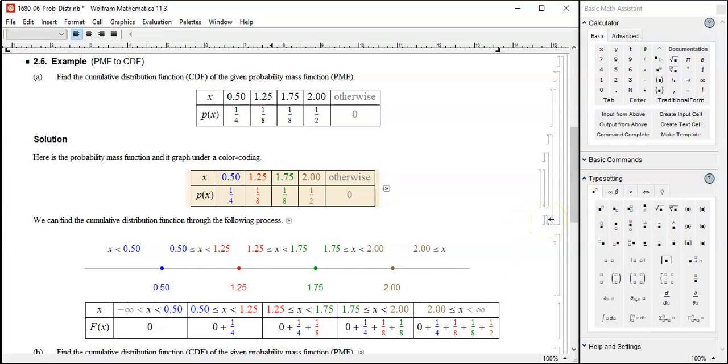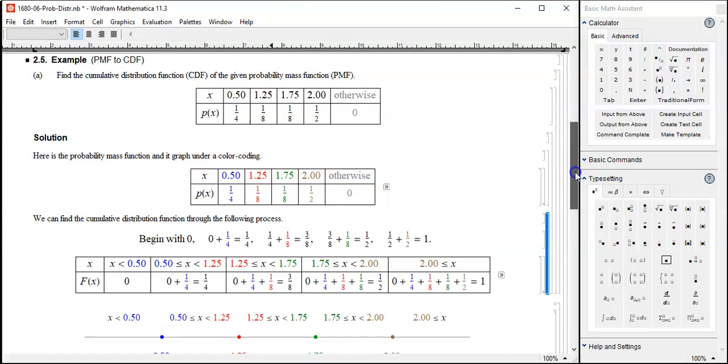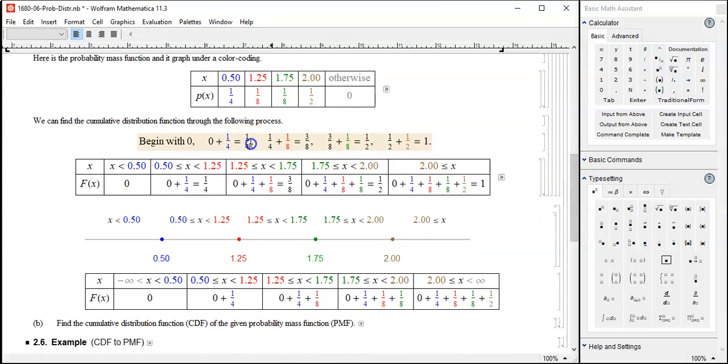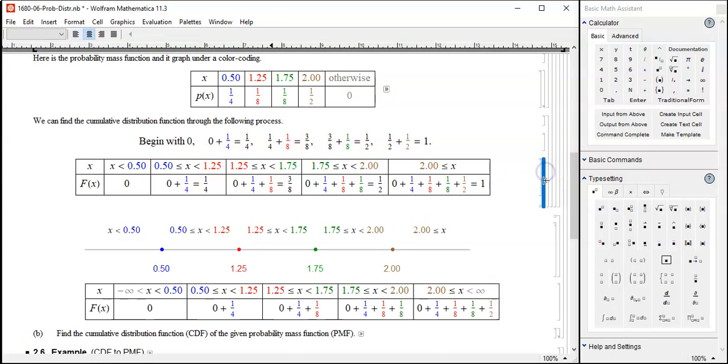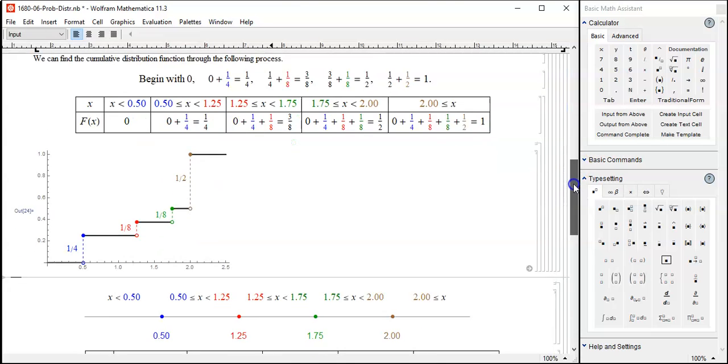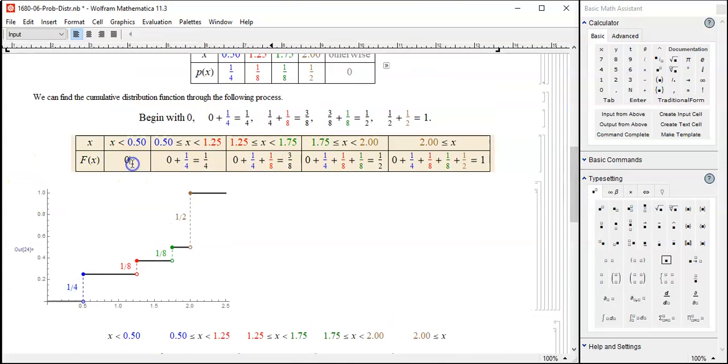Let me show you the answer key here. See, you do this computation, add up, add up, add up, add up, and then okay, all right. You have all these answers, 0, and then this 1/4, and then 3/8, 1/2, and then 1. And those are the function values. And if you represent it in a graph, you're going to get a step function like this, step graph.